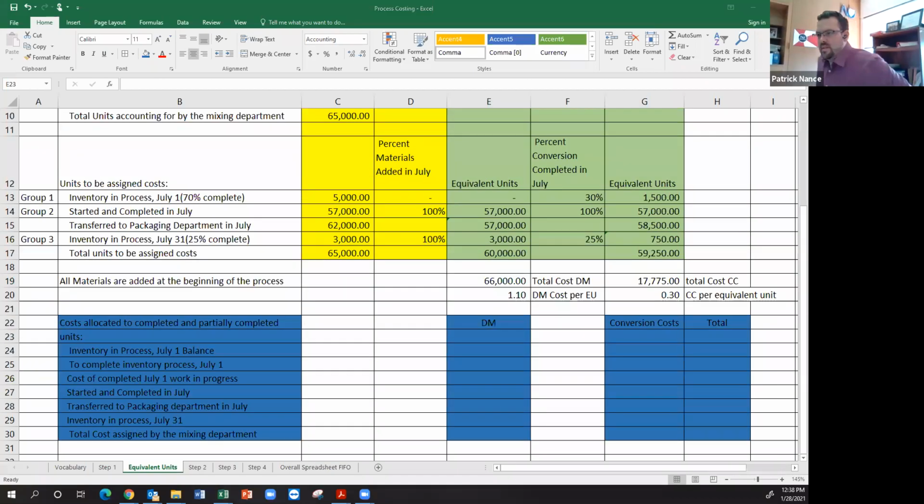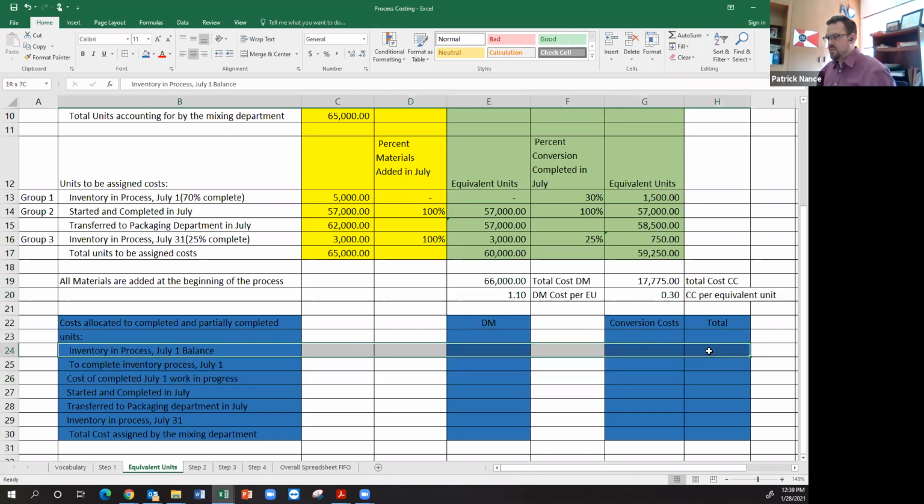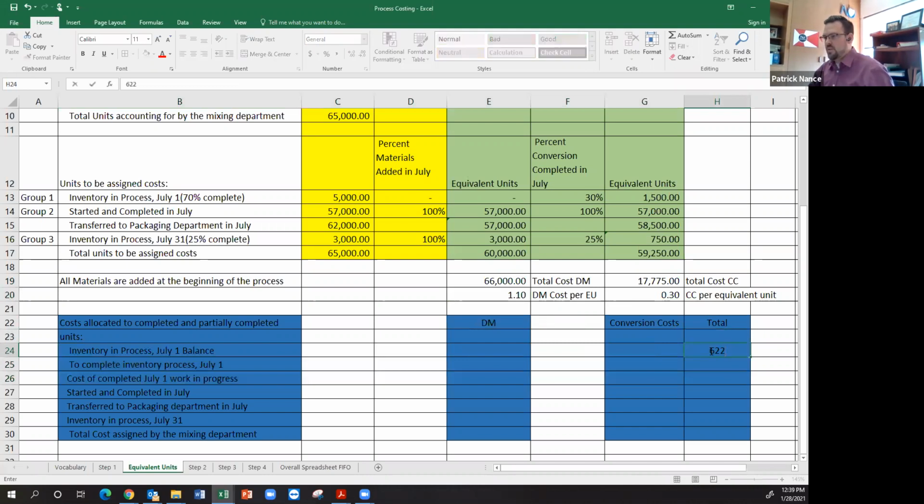Okay, so now we're on to step 4. We're going to allocate the costs to each group based on the cost per equivalent unit that we just figured out, both direct materials and conversion costs, and we're going to total them up. So first thing is a given number. It gives us that group 1 had $6,225 worth of cost to begin with. That's just a given number over here in the totals column. It was just a given, what we started with.